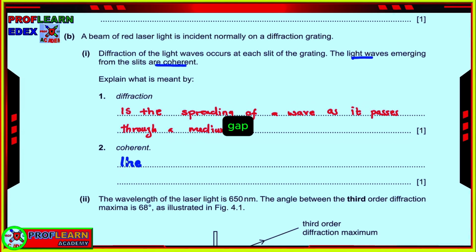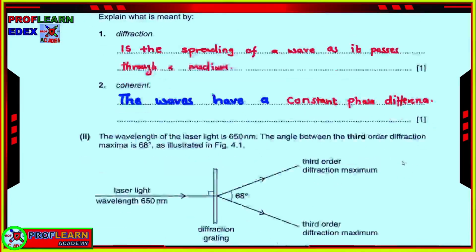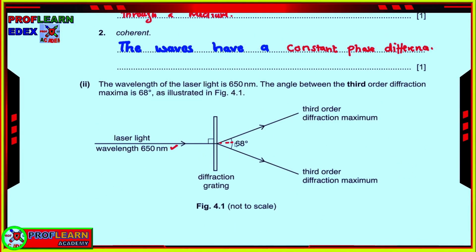Next, we need also to look at coherent waves. We're going to say these are waves which have a constant phase difference. So you can be given a question to do with a diffraction grating, and remember a diffraction grating works on the principle of superposition. And then if you're given a diagram like this, you can see the angle that is given is between the two third order maxima.